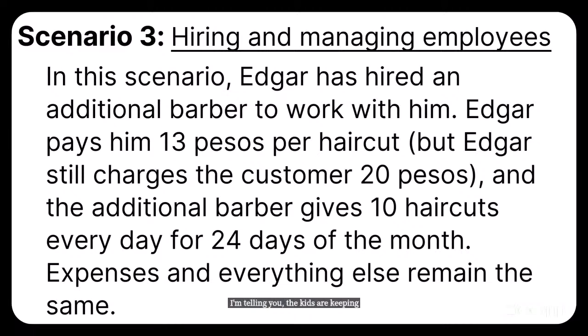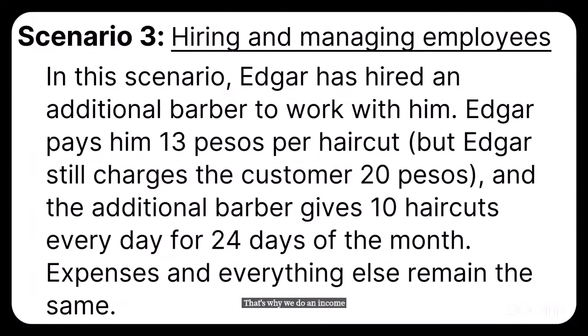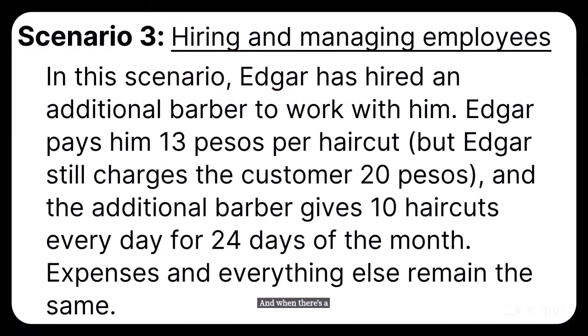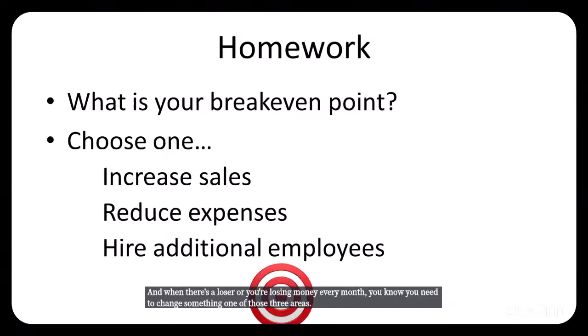I'm telling you right now, learning to lose in life is just as important as learning to win. That's why we do an income statement. That's why we keep scores at games, so we know there's a winner and there's a loser. And when there's a loser, or you're losing money every month, you know you need to change something, one of those 3 areas. So let's talk about the homework.